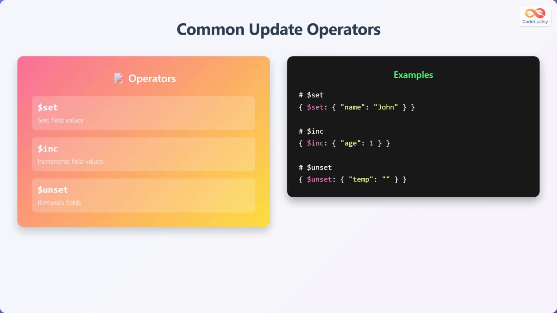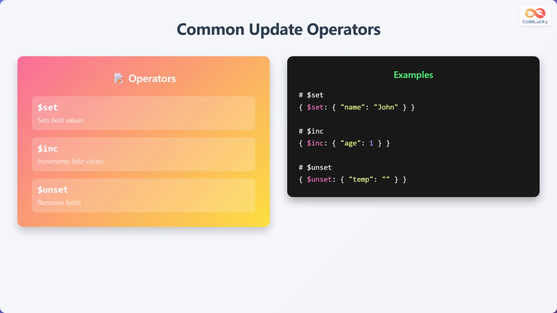MongoDB provides several update operators to perform specific modifications to document fields. Here are a few commonly used operators. The first one is $set, which sets the value of a field to a new value. The second one is $inc, which increments the value of a field by a specified amount. The third one is $unset, which removes a field from the document.